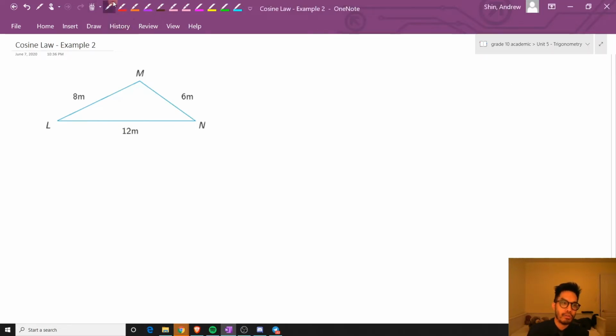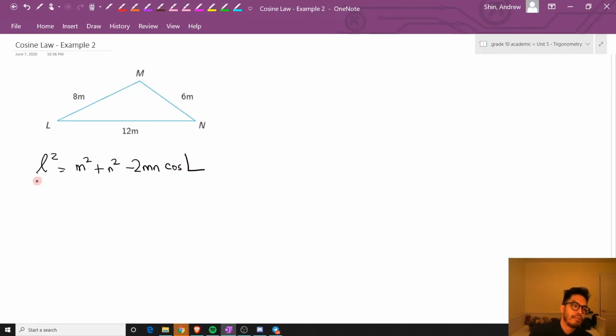So now you do know that this is going to be cosine law. And for us to use cosine law, you can use this. Instead of a, b, and c, we have l, m, and n. So it's going to be l squared equals the other two sides, which is m squared plus n squared minus 2mn cosine angle L.